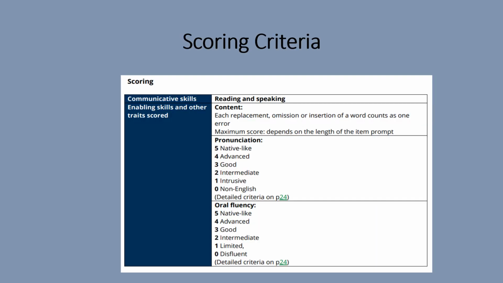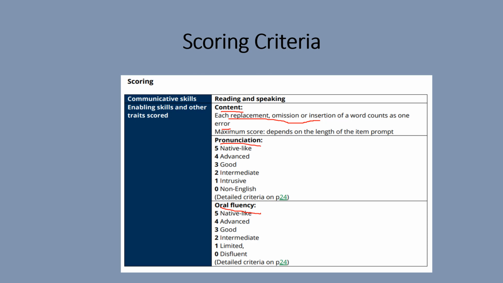First of all, I would like to explain the scoring criteria for Read Aloud, which is also available in the scoring guide of the PTE. As you can see, the scoring criteria is divided into three parts. The first part is content, the second is pronunciation, and the third is oral fluency. For content, you will lose marks if you mispronounce any word, or omit or insert a word, and each will be counted as one error. Sometimes people put an extra "the", which is also incorrect, so try to avoid that.